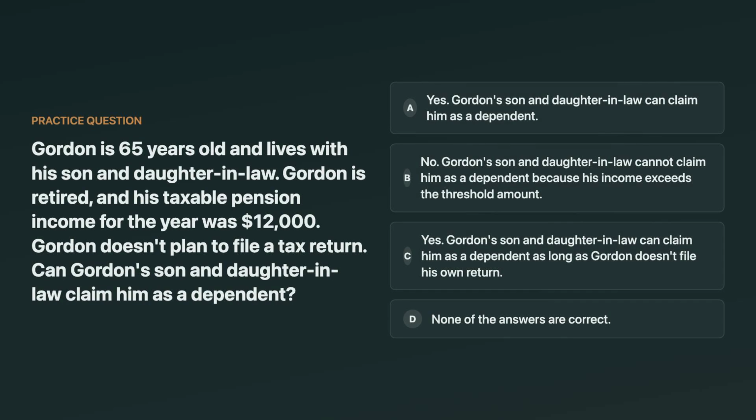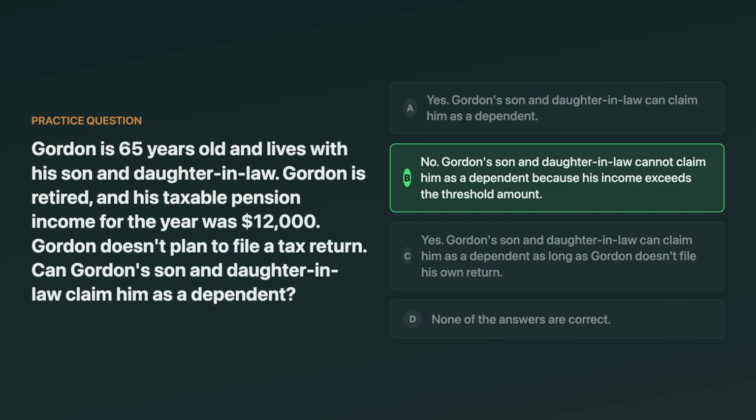Practice question. Gordon is 65 and lives with his son and daughter-in-law. He's retired with $12,000 of taxable pension income, and he doesn't plan to file a return. Can the son and daughter-in-law claim Gordon as a dependent? The choices include yes, no, because income exceeds the threshold, yes, if Gordon doesn't file, or none of the above. Think about which dependency framework applies.